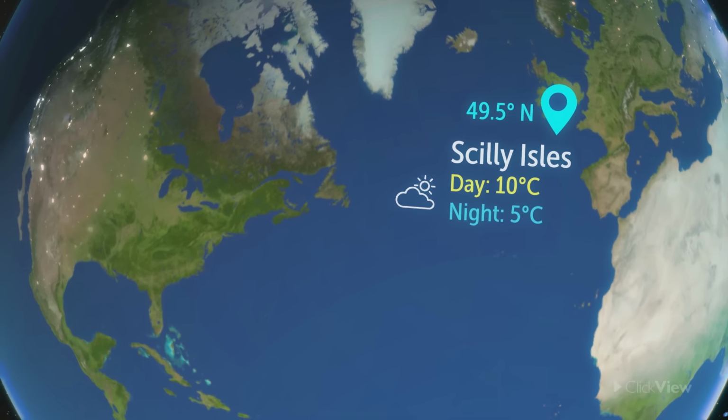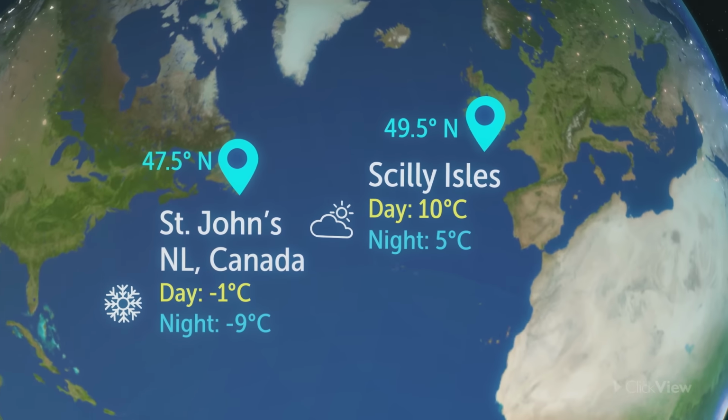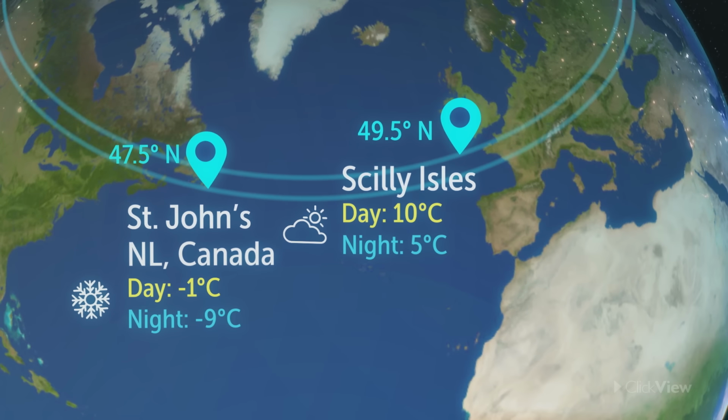Yet cross the Atlantic to the city of St. John's in Newfoundland, Canada, and the situation is very different. In January, there's an average 18 days of snow cover, and minimum temperatures at night average -9 degrees. That's a 14-degree difference between those two locations, even though they are at a similar latitude.